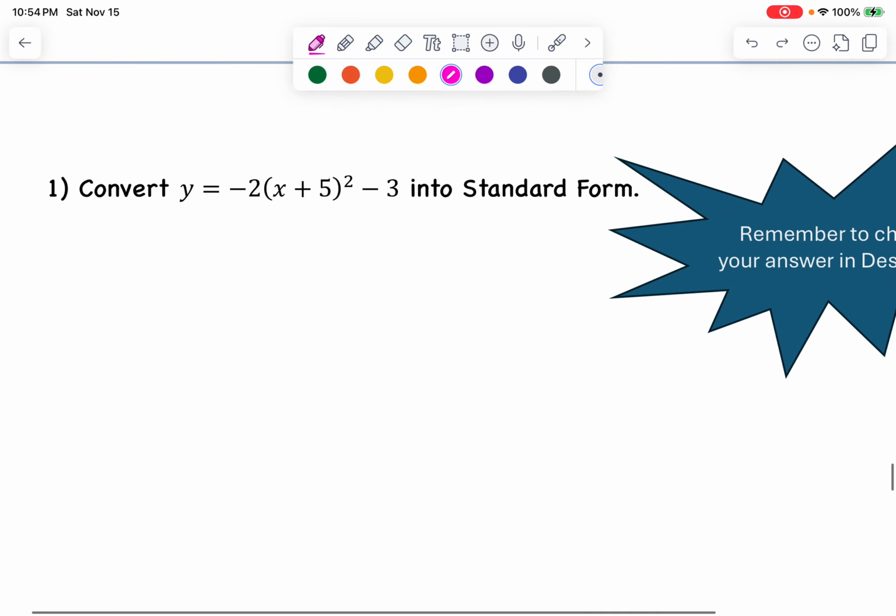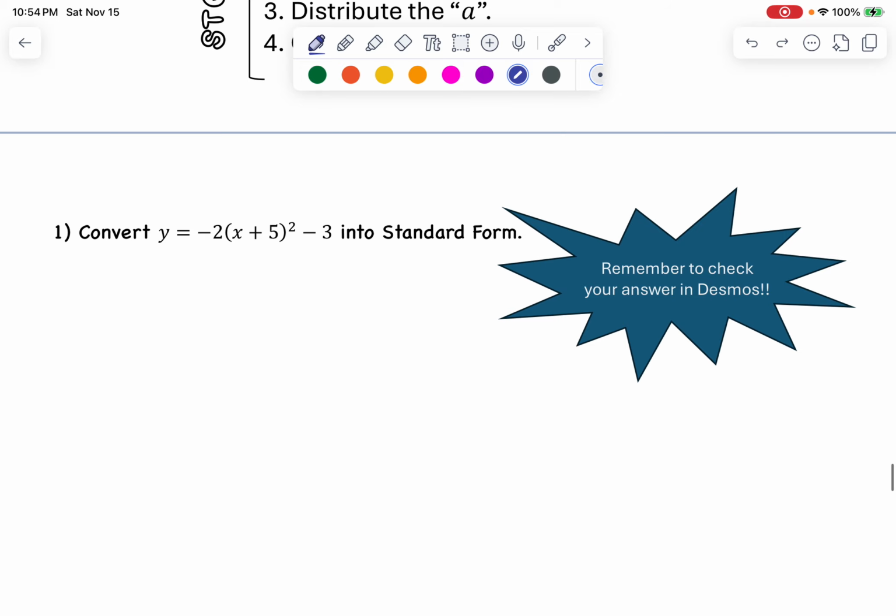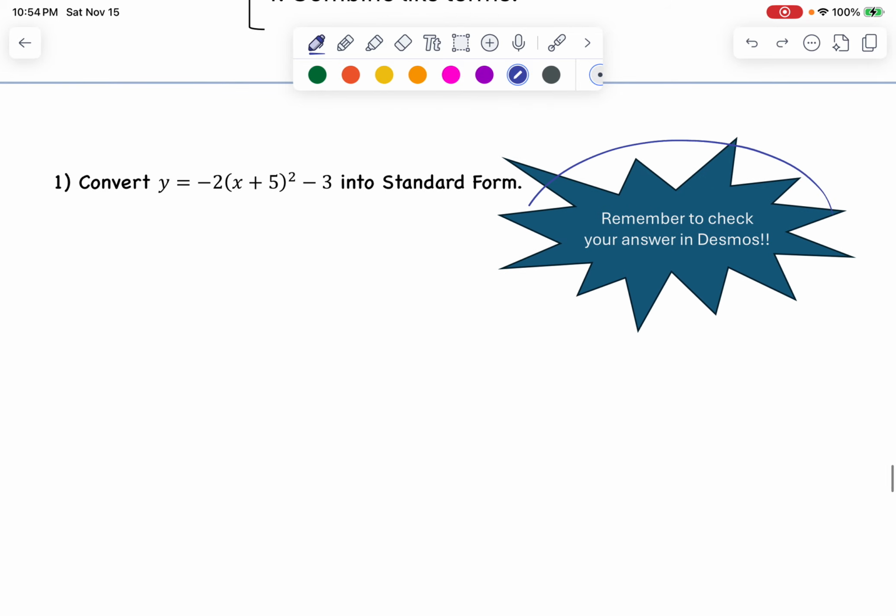It says, convert this lovely vertex form into standard form. Okay, so I'm going to keep track of my steps on the side for this one and go pretty slow. And I'm going to check my answer in Desmos when I'm all done.